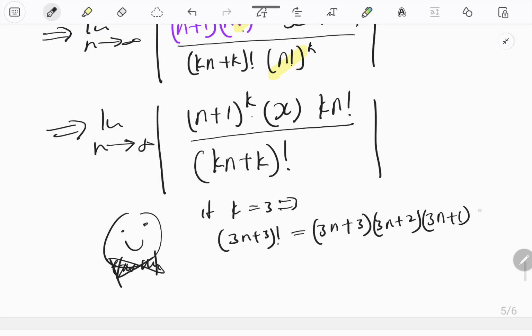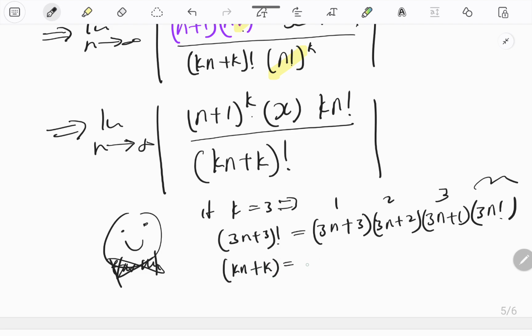I don't know why I put a plus there. It's supposed to be 3n factorial. So what basically is happening is that if we have 3, we're going to have 1, 2, 3 terms, and then have sort of factorial, right? But in this case we have kn plus k factorial.